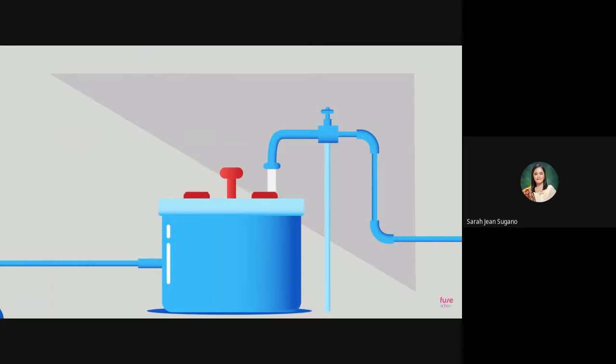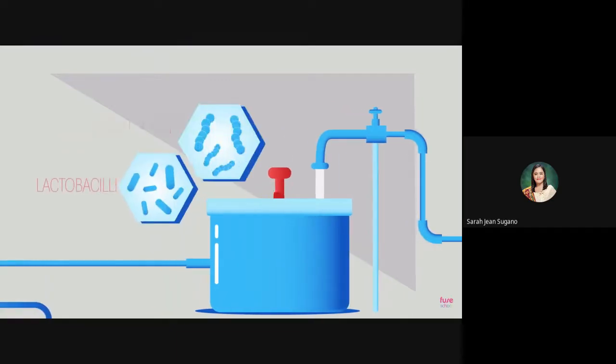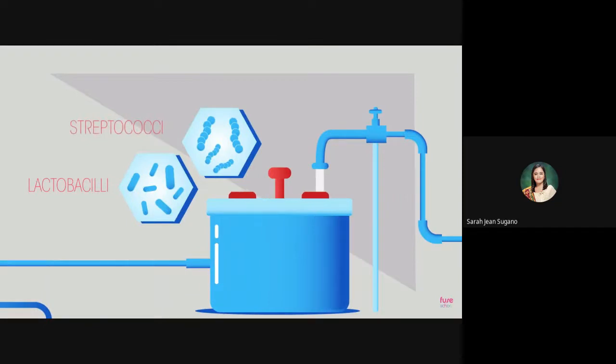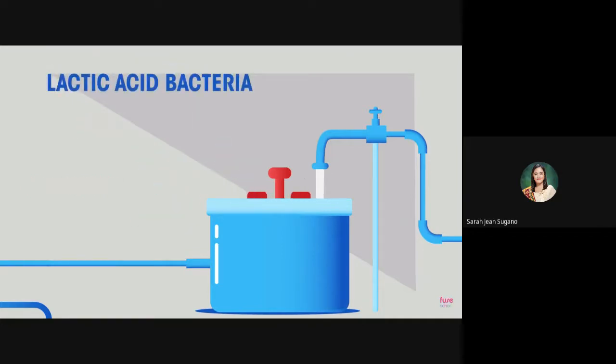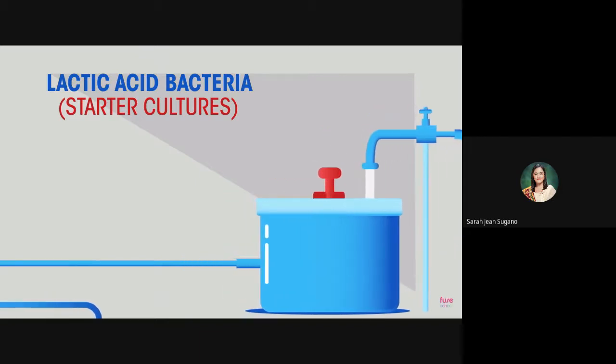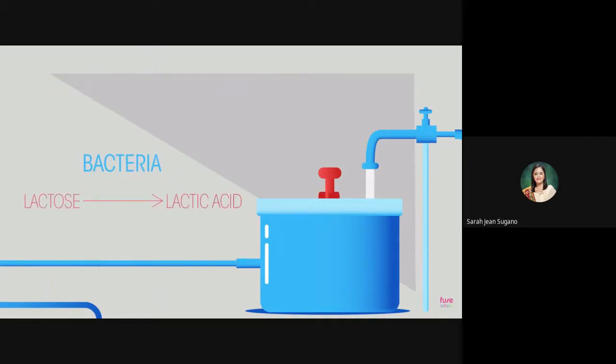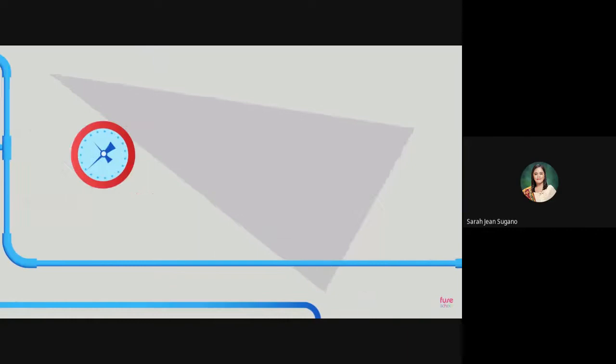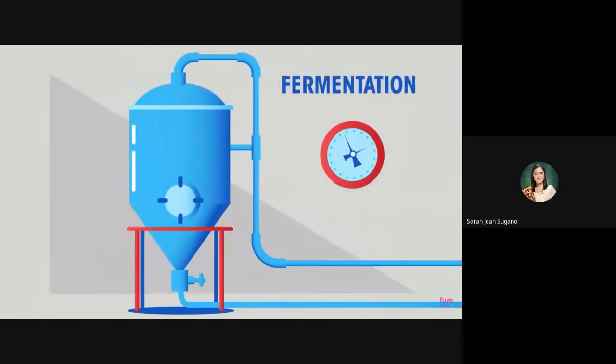We're adding lactic acid bacteria, which are also used in cheese manufacturing. The two species used to make yogurt are lactobacilli and streptococcus. But don't worry, you don't need to learn these names. Just remember that lactic acid bacteria are added. These lactic acid bacteria are known as the starter culture. The bacteria ferment the milk and change it into yogurt. Lactose is the main sugar in milk, and during fermentation, the bacteria turn the lactose into lactic acid. The bacteria also start to digest the milk proteins.